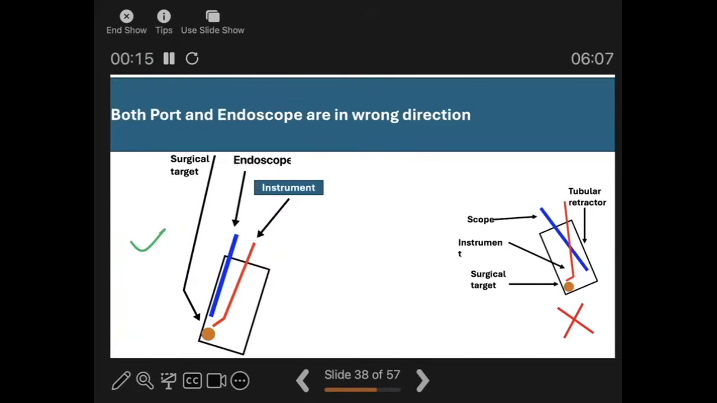We have seen that the instrument manipulation is difficult when the alignment of endoscope and the port is wrong. Situation is much worse when both endoscope and ports are oriented in the opposite to each other. Aligning port, endoscope and instrument in the same direction improves mobility.